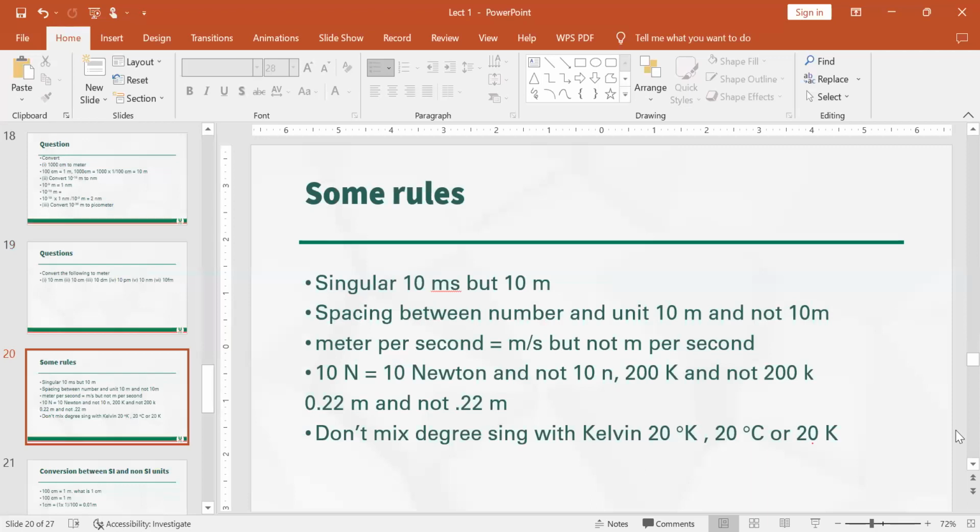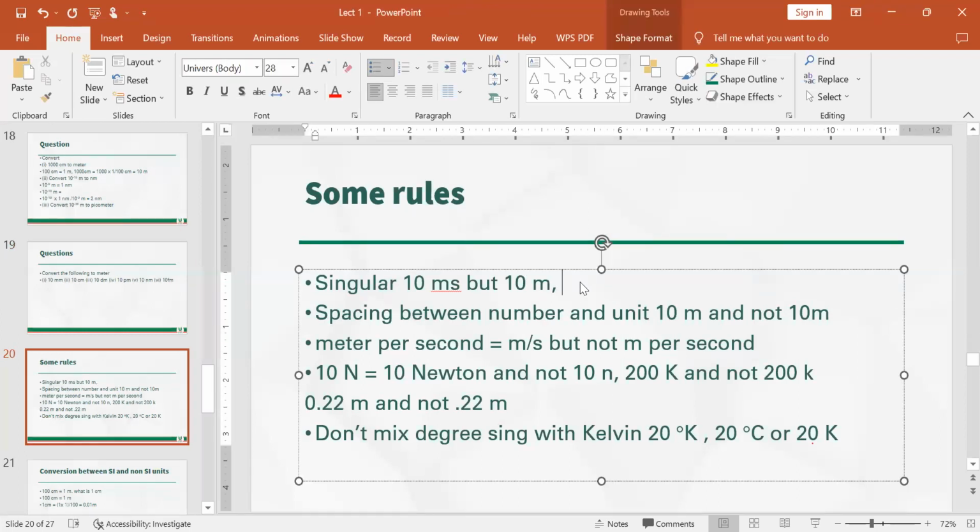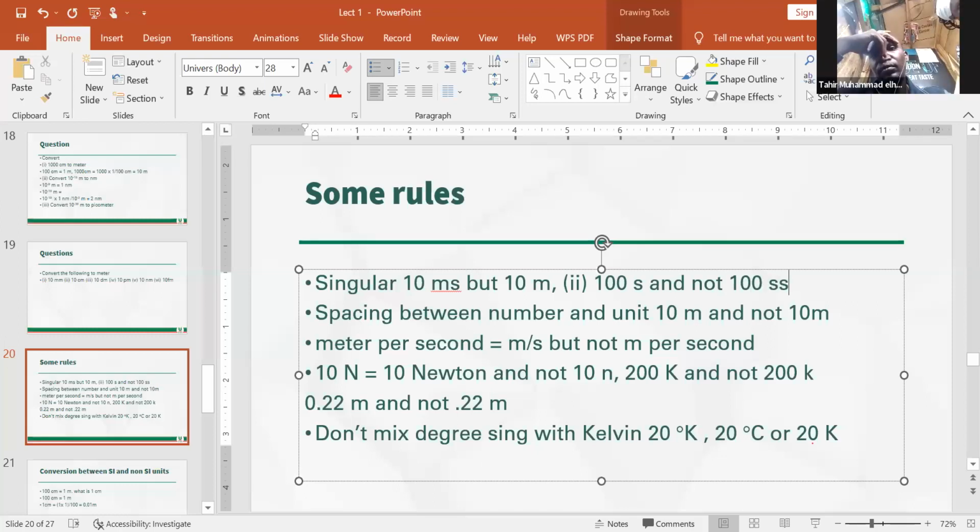Some rules, singular. When you're writing the name of a unit, you don't write plural. Even if it's 1,000 meter, you won't write 1,000 meters, but you write 1,000 meter. Another example: you write 100 second and not 100 seconds. That means you don't write plural, you use singular.